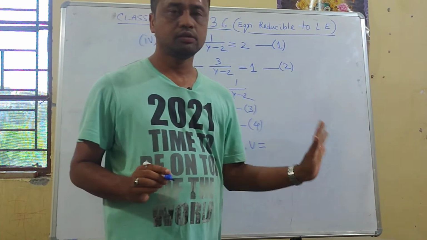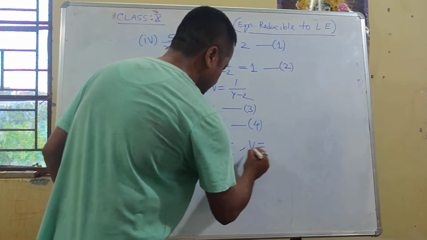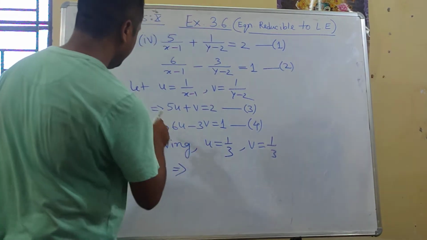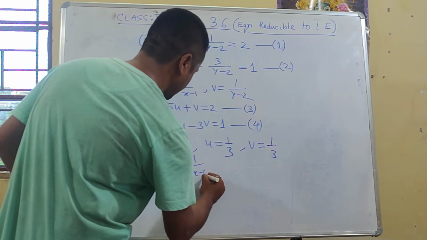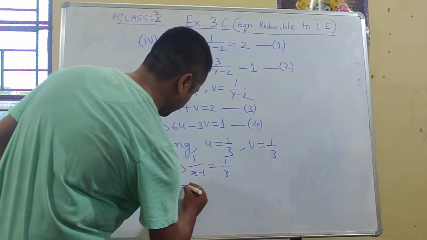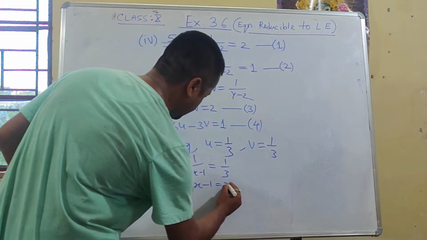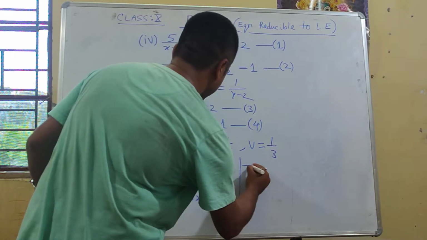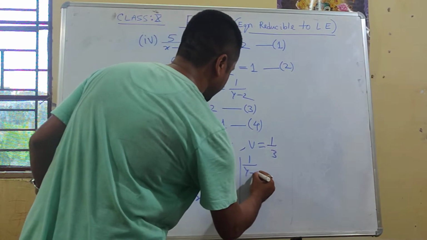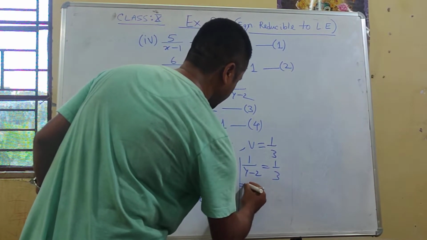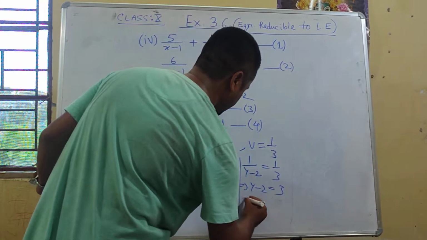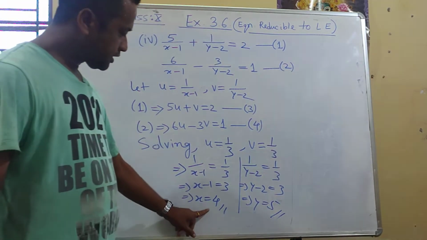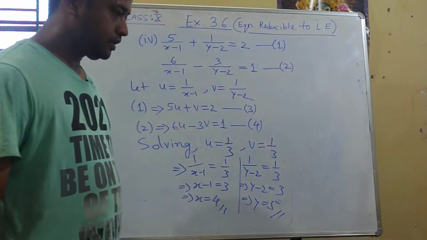So after solving you will get u is equal to 1 by 3 and v is equal to 1 by 3. So u means 1 by x minus 1, it is 1 by 3. So if you simplify, x minus 1 is equal to 3, that is x is equal to 4. And here v, y minus 2 is equal to 3. So y is equal to 5. So these are the solutions. x is equal to 4 and y is equal to 5. These are the final solution.